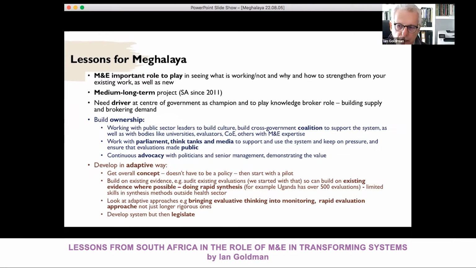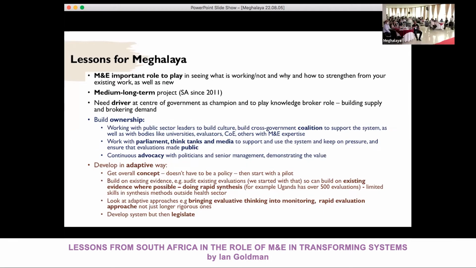The other thing is that there is a lot of existing evidence. So a very useful first step is to try and audit what evaluations already exist so that you can build that evidence base, which gives you a set of evidence you can do rapid synthesis on to build evidence where policymakers need it. We need to also look at adaptive approaches in the way we do monitoring and evaluation. For example, bringing evaluative thinking into monitoring, thinking of rapid evaluation approaches, not just doing long, rigorous ones.